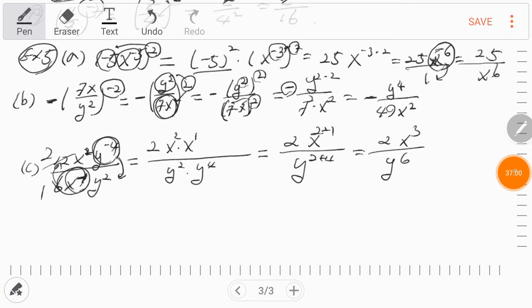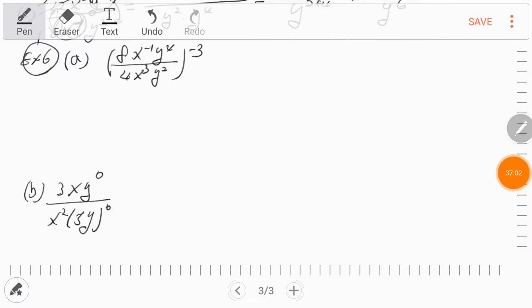Okay, let's do the next one. This example 6 looks so complicated, but don't worry. We will just apply the rules step by step. So in this case, you can simplify the base first, and then assign the power, or you can assign the power first. It doesn't matter. So in this case, why don't we simplify the base?